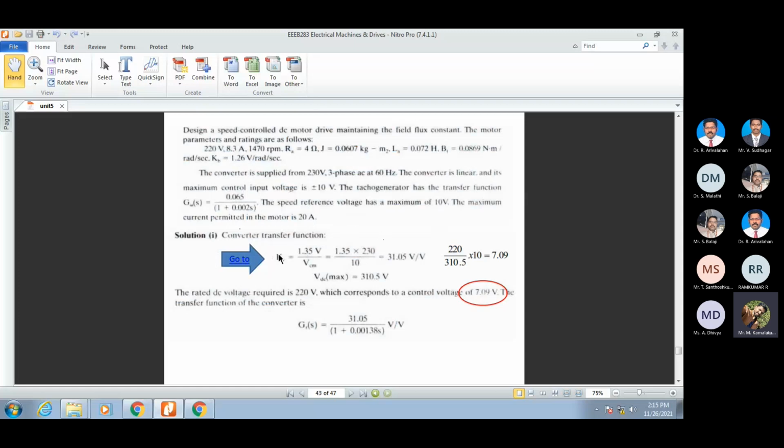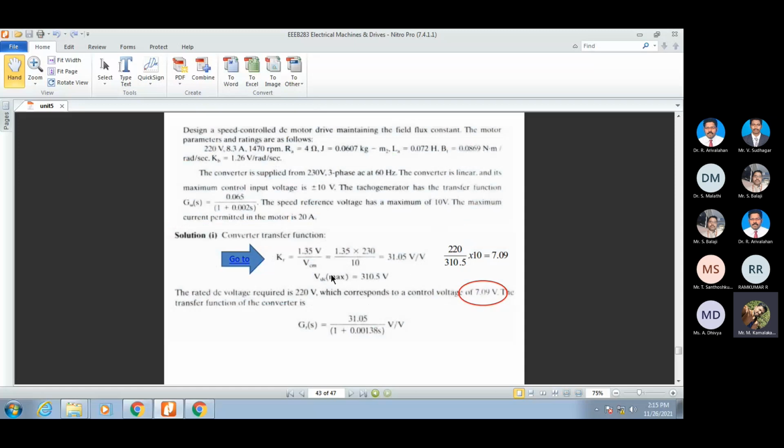First, we go for the converter gain. The converter transfer function we have known, right? The KR value is equal to 1.35. During the morning session, we finally found this equation: the gain of the converter KR is equal to 1.35 times V divided by VCM. That is 1.35 multiplied with the voltage to the converter, 230, divided by the maximum voltage, plus or minus 10. That's why 10 is coming here. After doing that, the value of the converter gain is 31.05 volt.